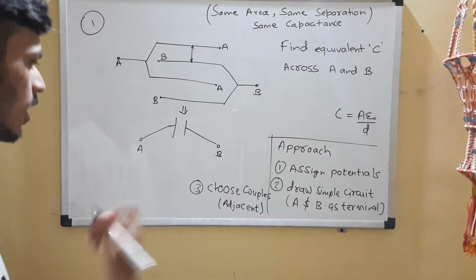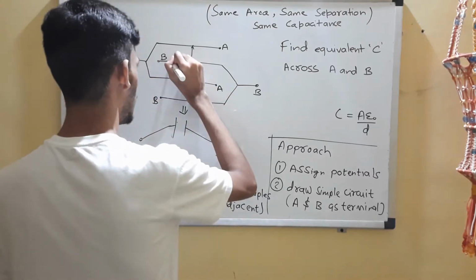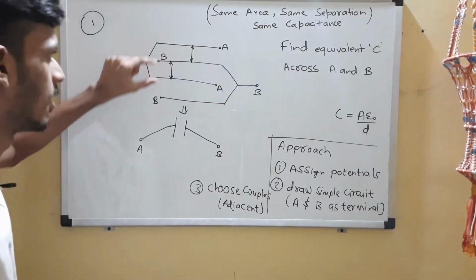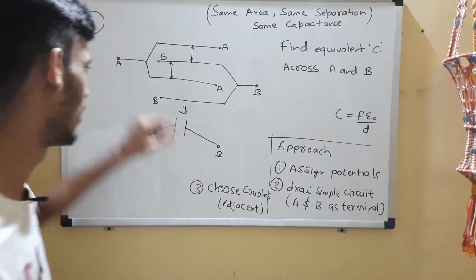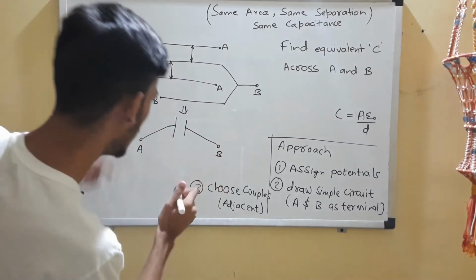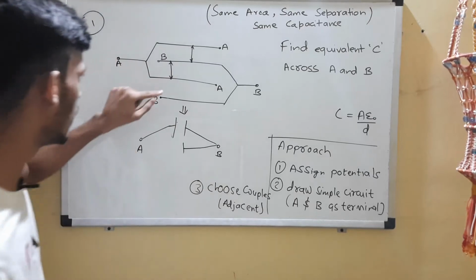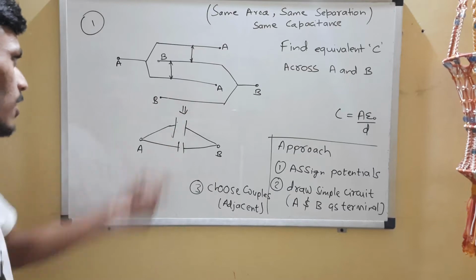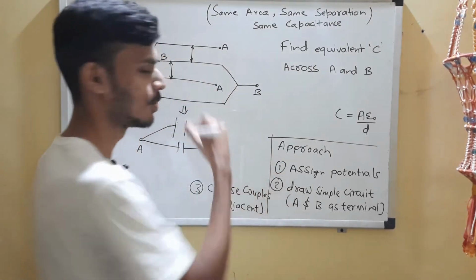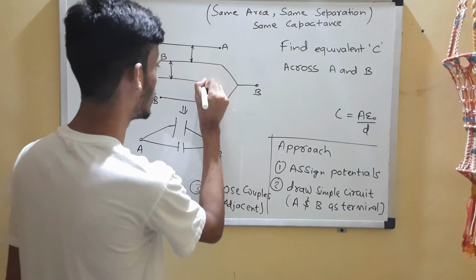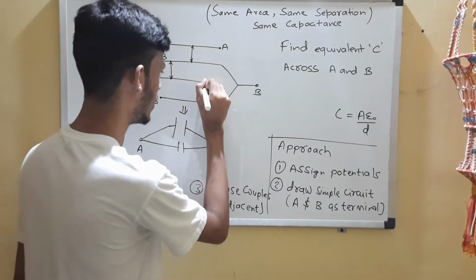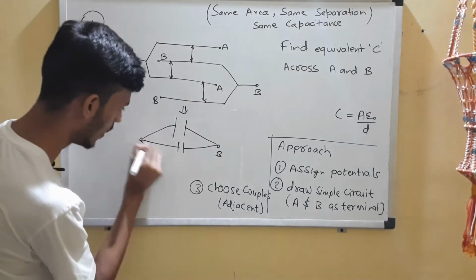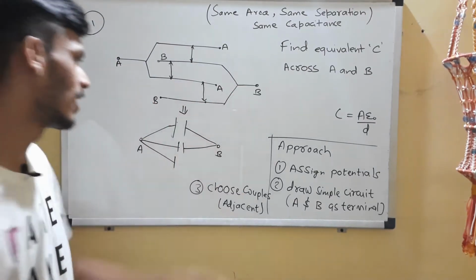Now let's choose the second pair, this plate and this plate. Two adjacent plates. These two plates will make one more capacitor. Now you can see that this plate is attached to B, so draw it accordingly, and this plate is attached to A, right? Now again, you'll choose a pair again, a couple again, so this plate and this plate. Here you'll see that these two are again between A and B. One plate is connected to A, the other plate is connected to B.